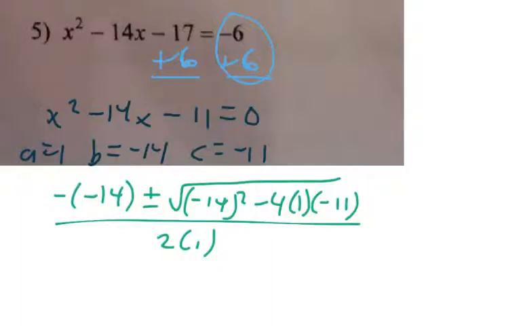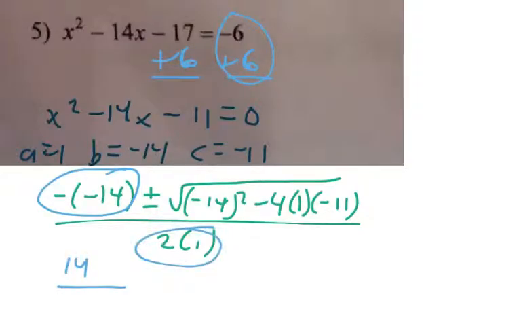Alright, let's clean it up. I'll change the blue here. That right there, of course, is positive 14. The denominator is positive 2, plus or minus. Now we have to clean up this mess in the middle here.